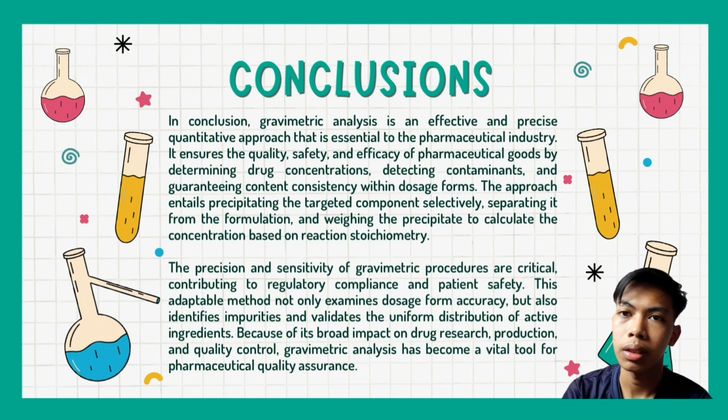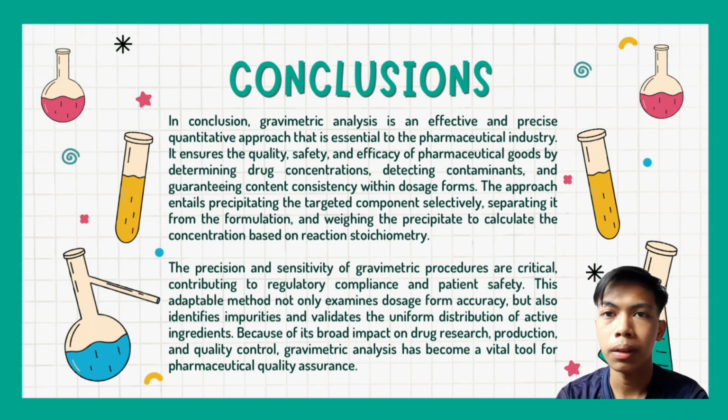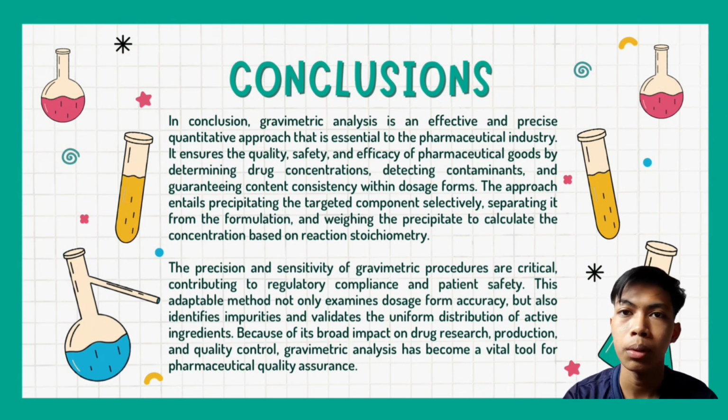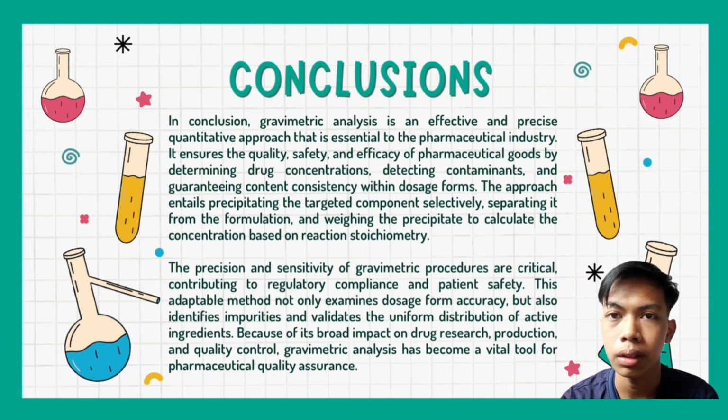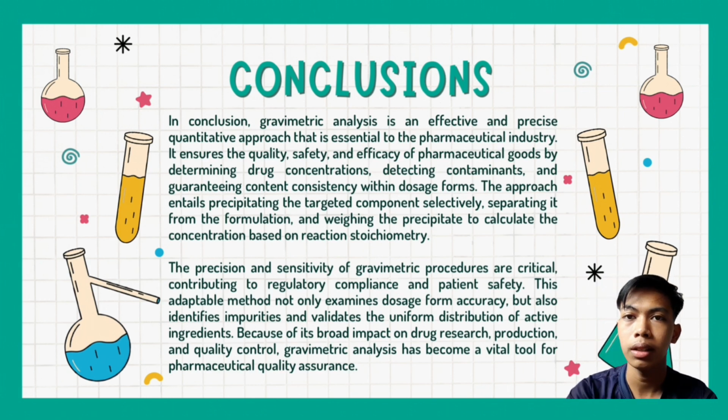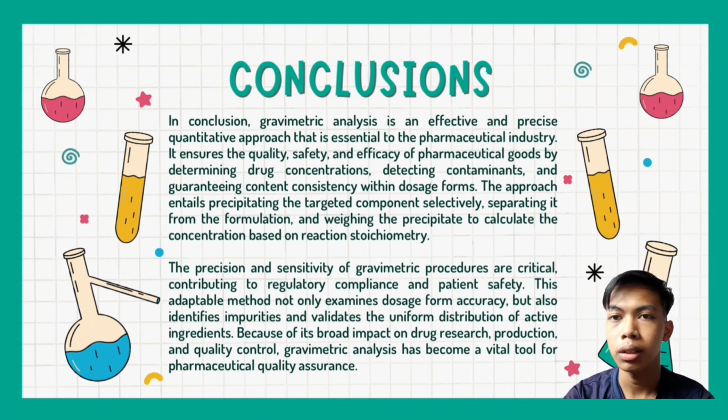In conclusion, gravimetric analysis is an effective and precise quantitative approach that is essential to the pharmaceutical industry. It ensures the quality, safety, and efficacy of pharmaceutical goods by determining drug concentration, detecting contaminants, and guaranteeing content consistency within dosage forms. The approach entails precipitating the targeted component selectively, separating it from the formulation, and weighing the precipitate to calculate the concentration based on reaction stoichiometry.